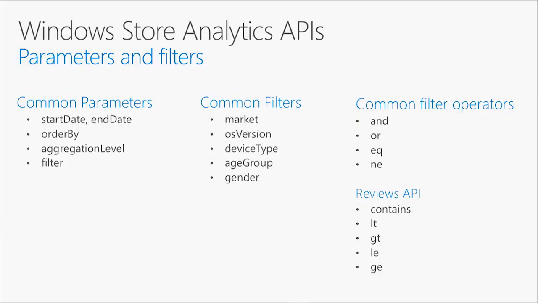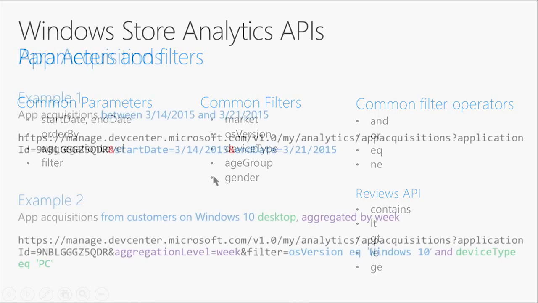As I mentioned, each API has its own, and they also share a number of filters, which I'm listing here. And you can also build up complex queries using some logical and comparison operators that I also have listed here. But rather than going through them here, why don't we jump directly into the APIs and look at some examples of how we use parameters, filters, and some operators.